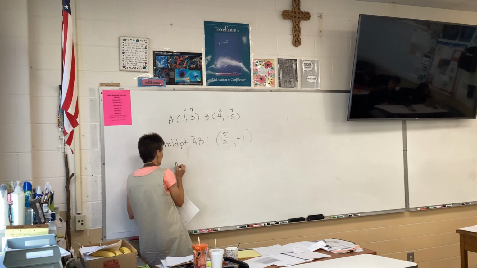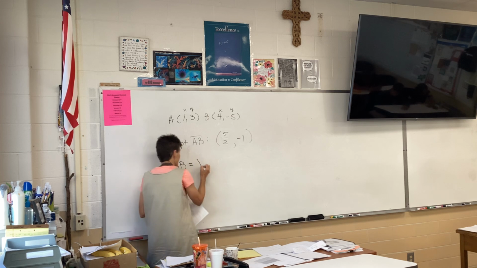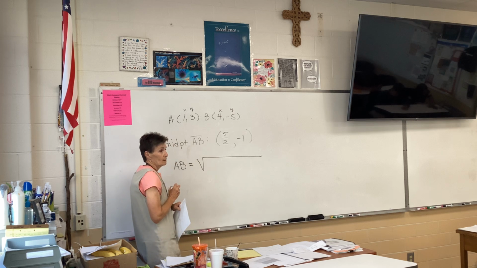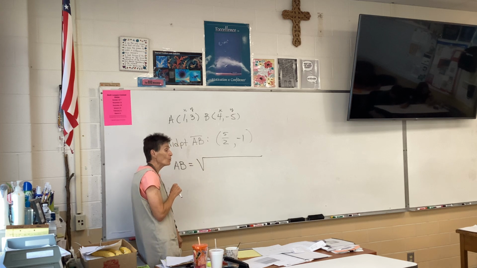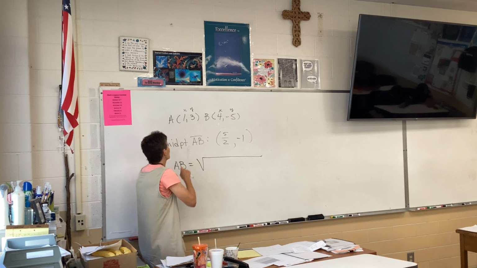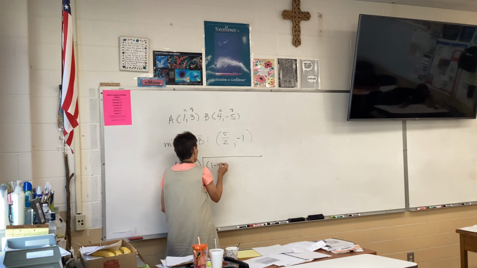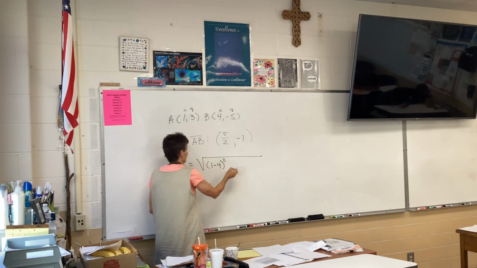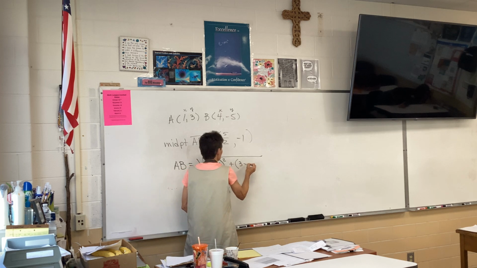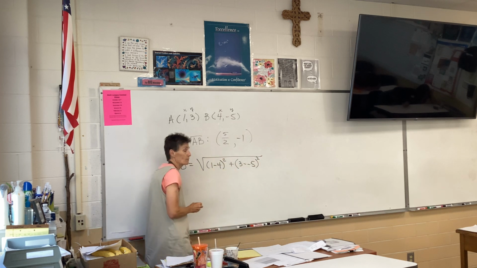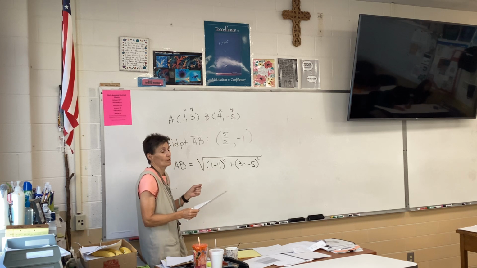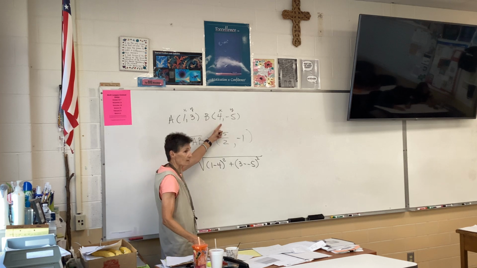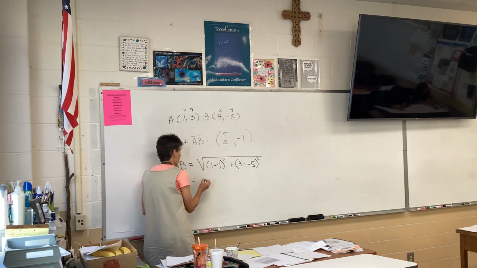Now what does this mean? Distance. So this time, we subtract our x's. And the order you do it doesn't matter. So I'm just gonna go ahead and do 1 minus 4 and square that. And then I'm gonna do 3 minus negative 5 and square that. The order you subtract doesn't matter, but be sure that you are doing x's together and y's together.